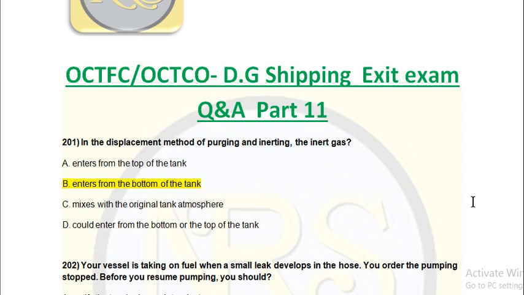The correct answer is, for the displacement method, the inert gas will be supplied through a pipeline from the bottom of the tank, and the tank atmosphere is ventilated from the top. This process is called the displacement method. In this, the quantity of inert gas supplied to the tank is 2 to 3 times the volume of the tank in order to achieve proper inerting. So for question number 201, option B, enter from the bottom of the tank, is the correct answer.